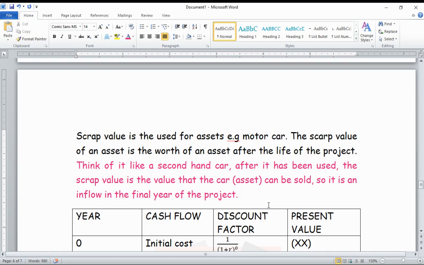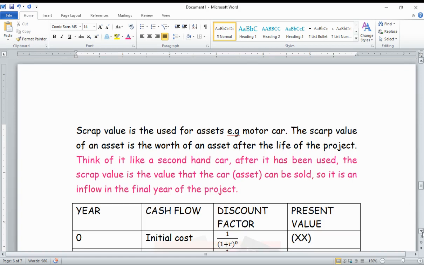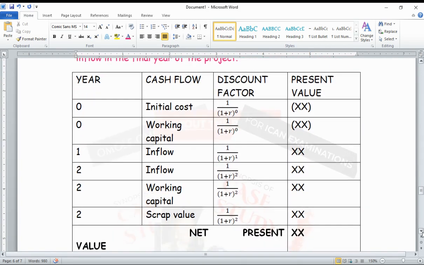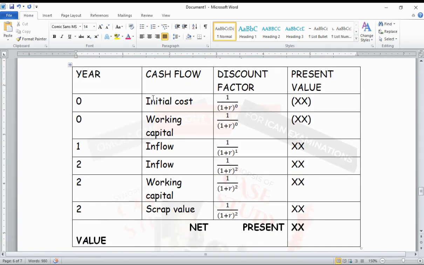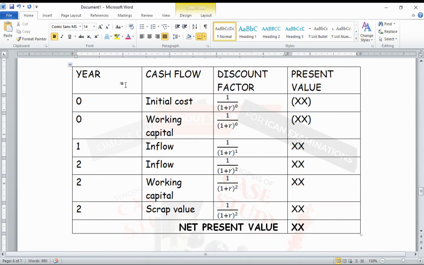So at the end of the project life, all the assets that were used during that period would have a value after. That's the scrap value. So now this is the format of how it will look. So you have your year. Like I said, this is a suggested format. It's not like, oh, you must do it, and if you don't do it, you fail. Not at all.